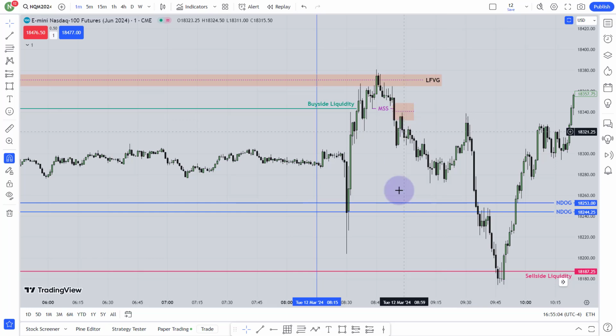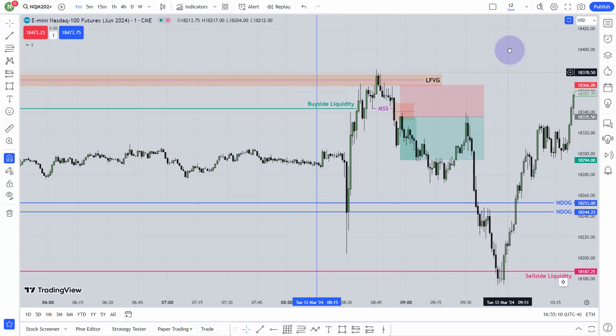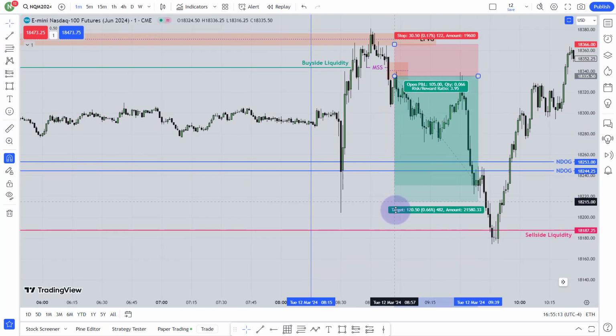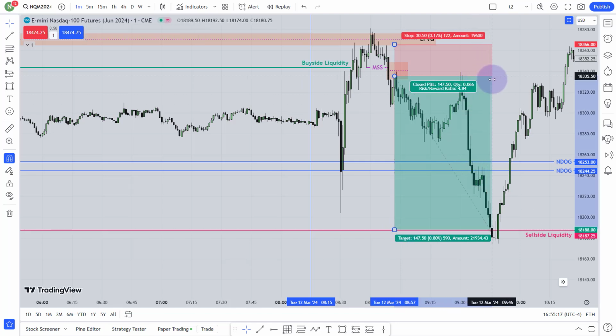You have to take your entry over there. Your stop loss will be above that high. Where is your target? This sell side liquidity has to be your target. So this can be your trade, but you can see it's near about $147. You don't need to hold it until there.